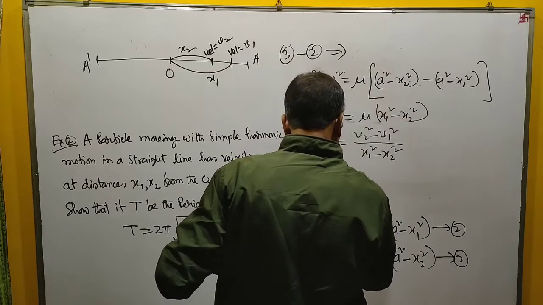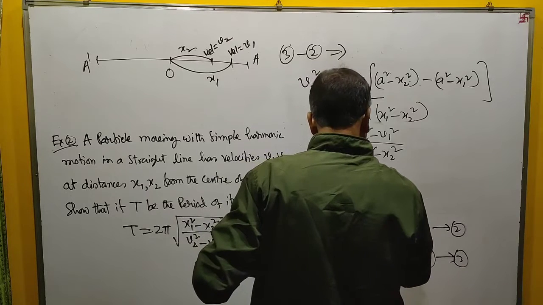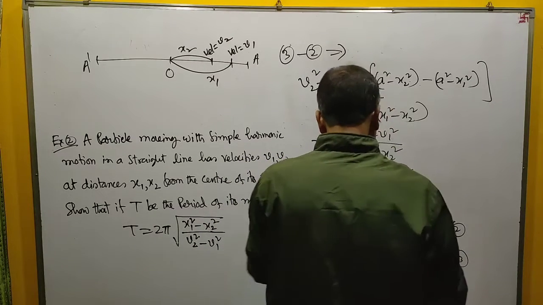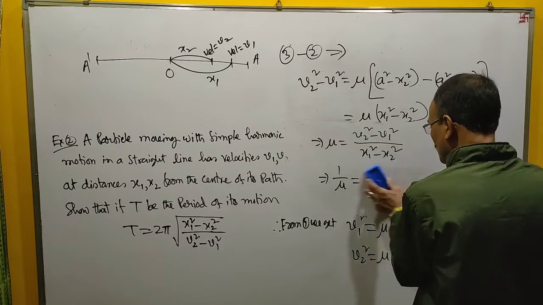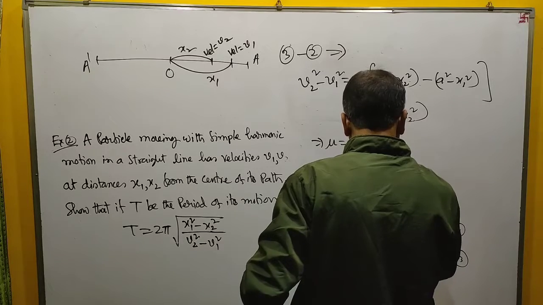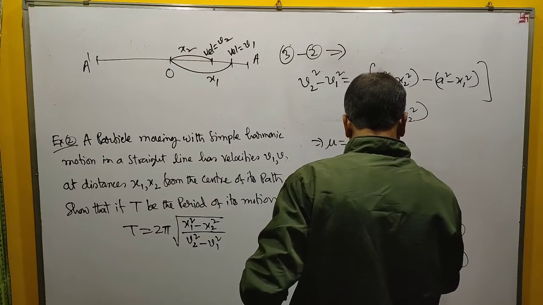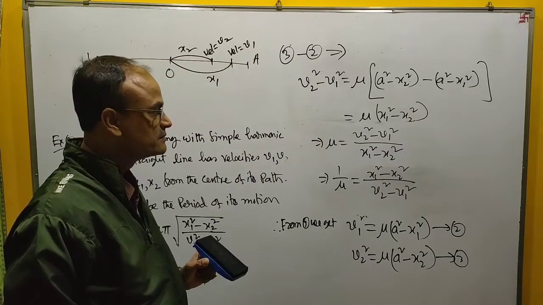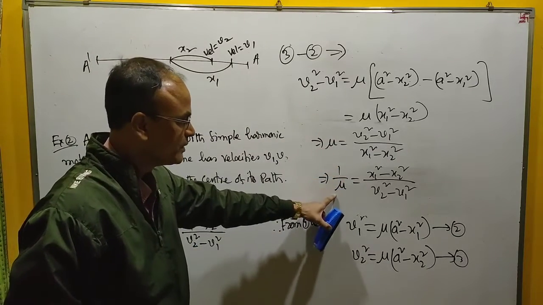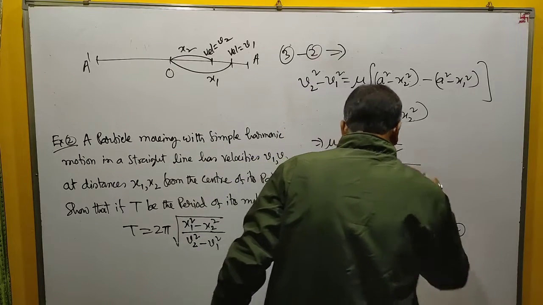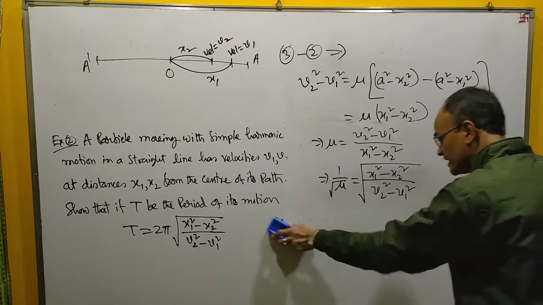This means 1 by mu equal to x1 square minus x2 square divided by v2 square minus v1 square. Take the reciprocal. Mu equal to this, 1 by mu will be equal to this. 1 by root mu equal to, just put the root sign here.